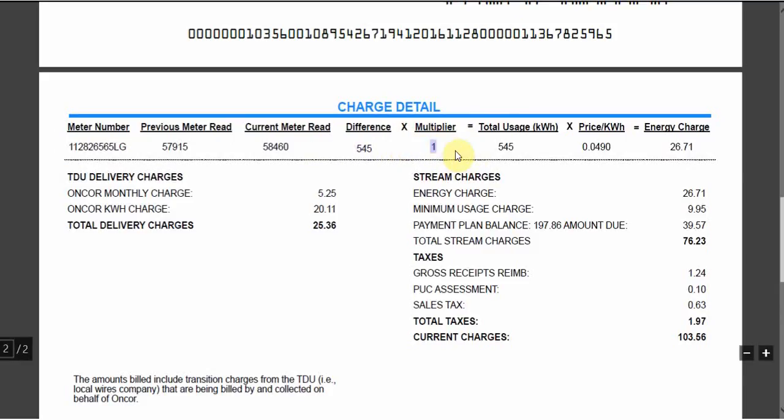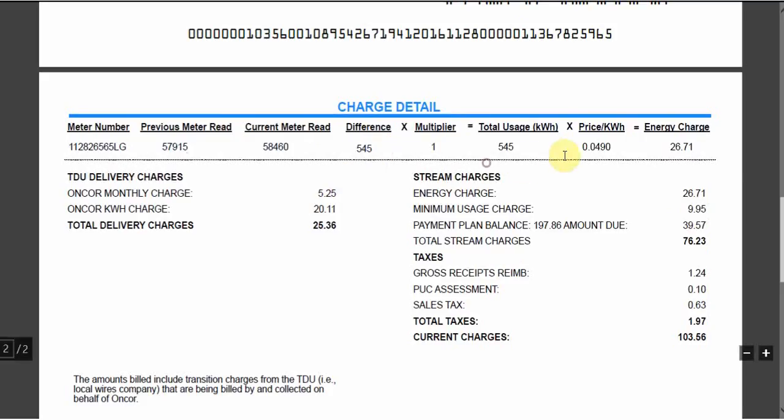The multiplier is 1, of course, because it is one dwelling. It is one apartment, one unit, okay? So that 545 times that 1, which you won't have to multiply, is just a given. Each bill will contain 1 unless otherwise indicated on that bill, but more than likely, you will always see this for one dwelling, okay?